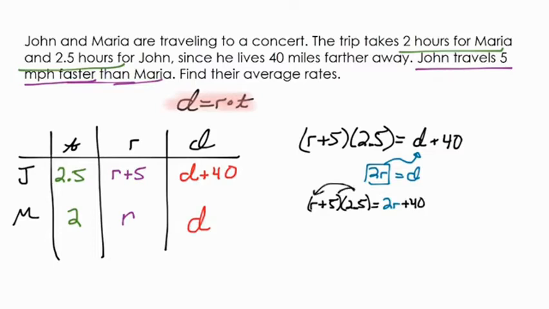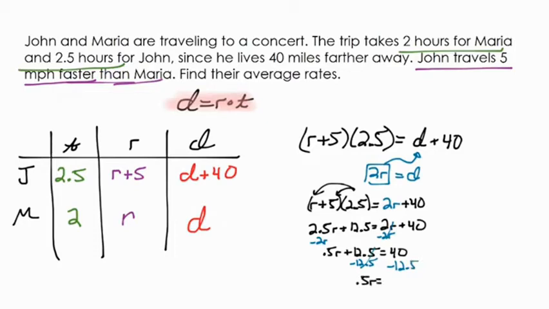So I'm going to distribute. I'm going to subtract 2.5R from each side. Actually, let's subtract 2R from each side. Let's collect my R's over on the left side of the equation. So I have 0.5R, or a half R, plus 12.5 equals 40. And then I'm going to subtract 12.5 from each side. And so we have 0.5R equals 37.5. And I'm going to divide by 0.5 on each side. And that's going to give us our final answer, which is 75.